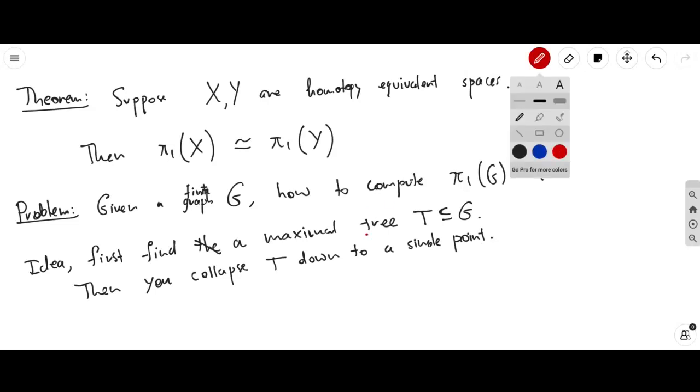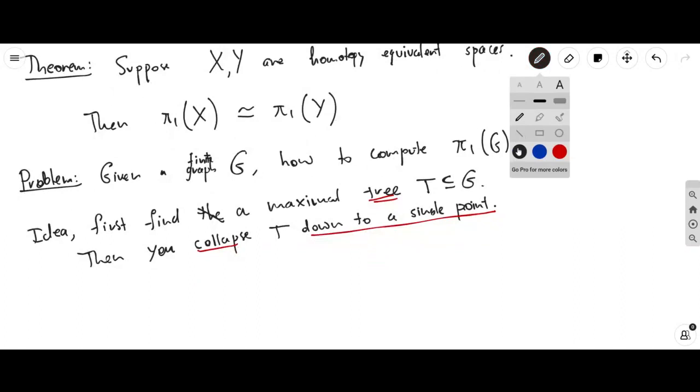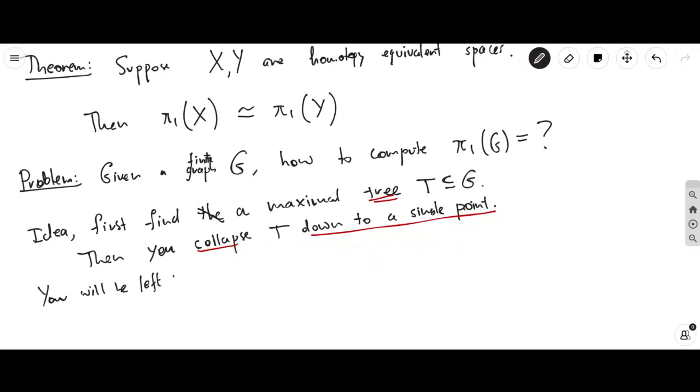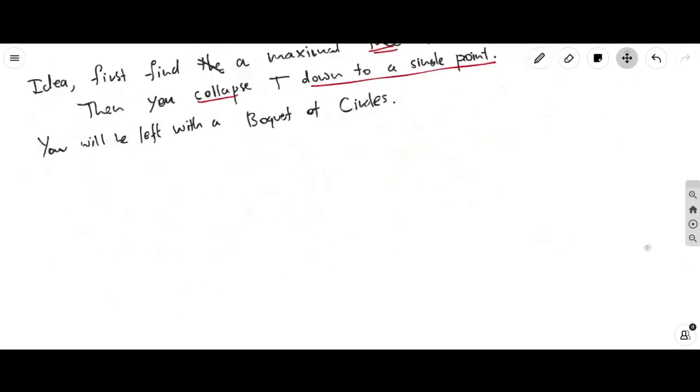Why can you do it? Well, because it's a tree, so it can be collapsed down to a single point. It's a contractible space. That's the reason why you can do that. And then you will be left with a bouquet of circles. So that's the process. You first find a maximal tree, then you collapse the tree down to a single point, and then afterwards you're going to compute the fundamental group of the bouquet of circles. So to illustrate this, let me illustrate this.